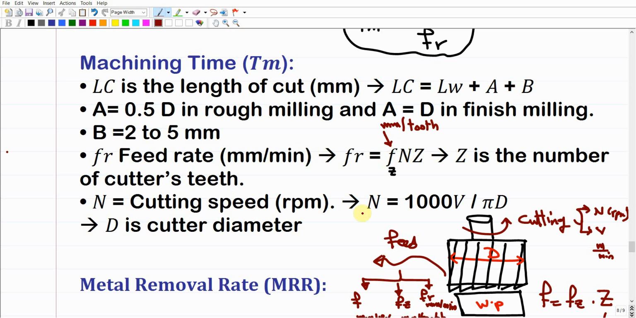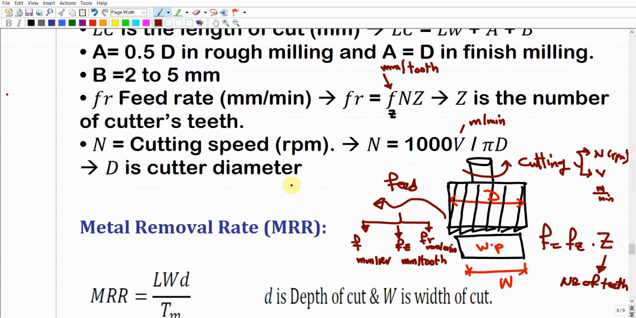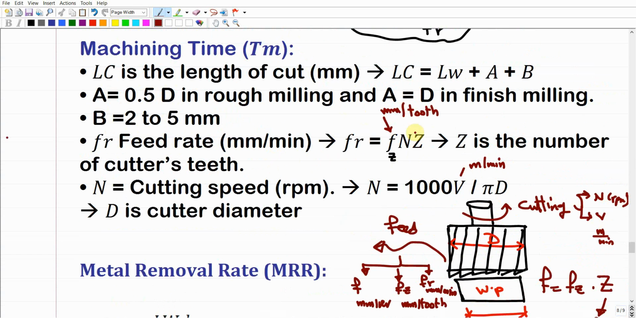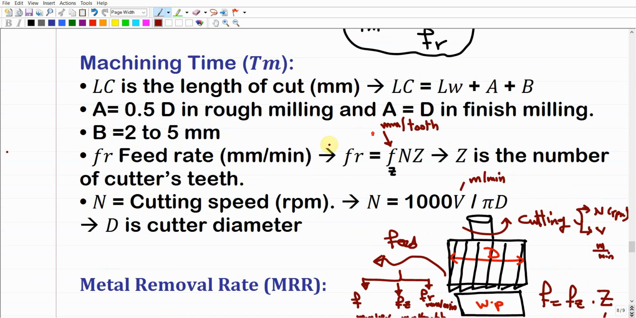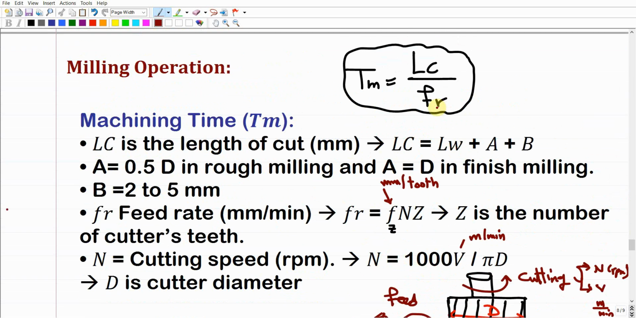N is going to be the rotational speed, the cutting speed in terms of RPM, as we mentioned before. In case V was given in meter per minute, you will have to multiply it times 1000 divided by pi times D. D stands for the cutter diameter, which will be given to you. Then you calculate N, multiply times Fz times Z, which is the number of teeth of the cutter, and you're going to end up with the feed rate. Plug it here in the denominator.